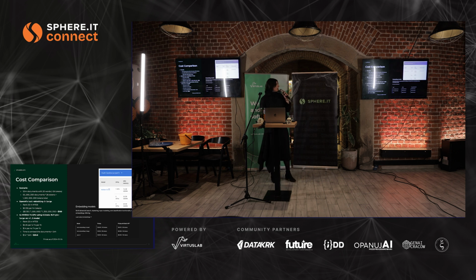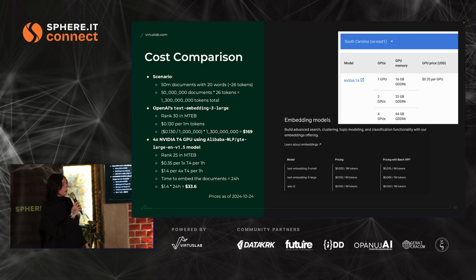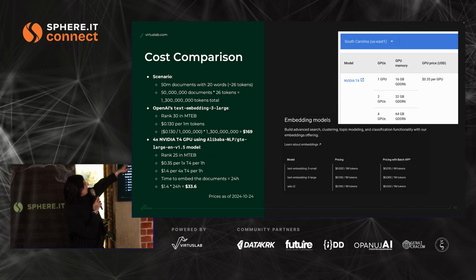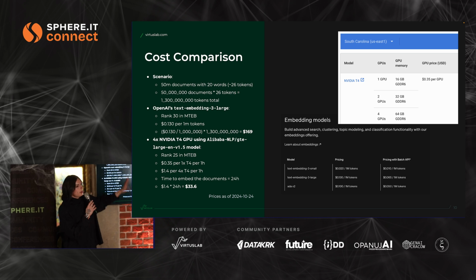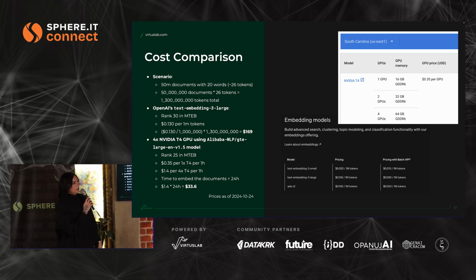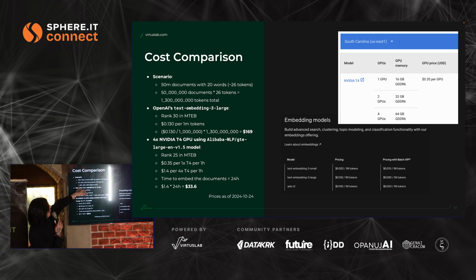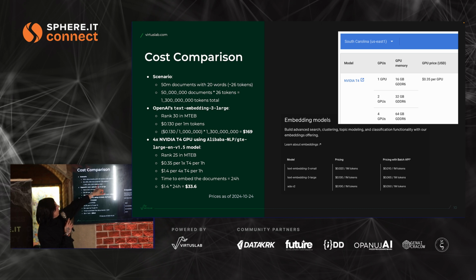So this is a sample comparison of the cost. I know everyone cares about it. The scenario is 50 million documents. This is the scenario I was working on recently for a POC. 50 million documents with 20 words, which is the average number of words in an English sentence. This is around 26 tokens. So it means 1.3 billion tokens total.